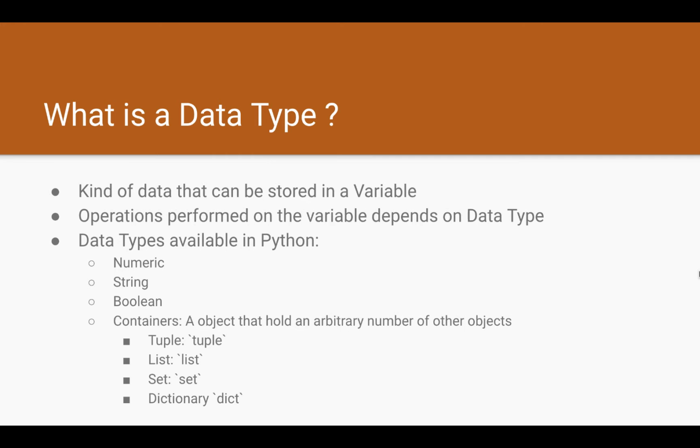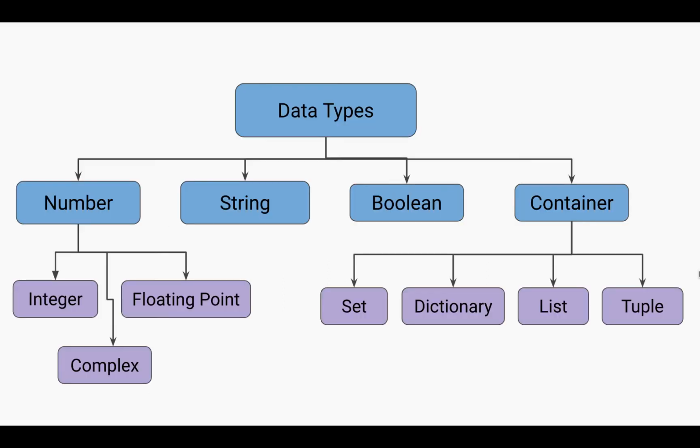For now, a container, as it says, can hold other items in it. There are four types of containers: tuple, list, set, and dictionary. As you see, there are quoted marks there, like tuple, list, set, and dict. Dict is for the classes that we will see later, and how we can use these data types. So in this part, let's start with numbers.